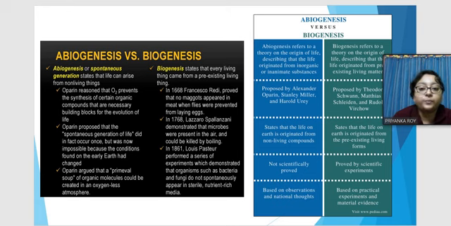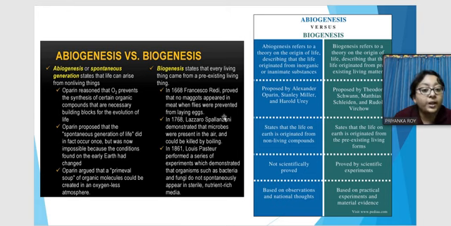Next is abiogenesis versus biogenesis. The abiogenesis or spontaneous generation theory states that life can arise from non-living things. Oparin reasoned that O2 prevents the synthesis of certain organic compounds. Therefore, he assumed that the earth must have been anaerobic in nature. So Oparin proposed that spontaneous generation of life occurred once, but was now impossible because the conditions on the earth have changed. And he also argued that this primordial soup could be created in an oxygen-less atmosphere, not in an atmosphere with oxygen. The biogenesis theory states that every living thing came from a pre-existing living thing, which is actually true.